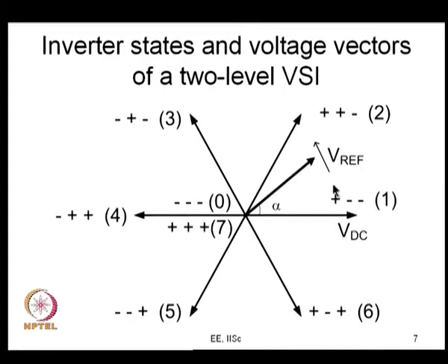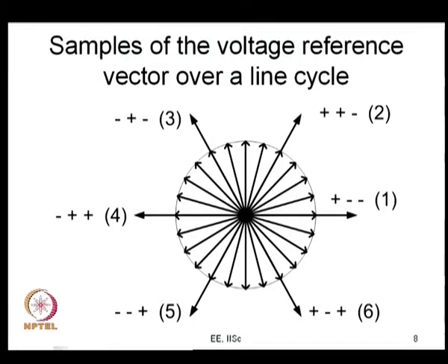All are of magnitude VDC and they are separated by an angle of 60 degrees as shown here. What we do in space vector based PWM is use a revolving reference vector. Instead of a 3 phase sinusoidal wave, you use a voltage vector and the voltage vector is revolving. It revolves at the modulation frequency and has a constant magnitude under steady state. We sample it every time, and this is how the samples will look over a cycle.